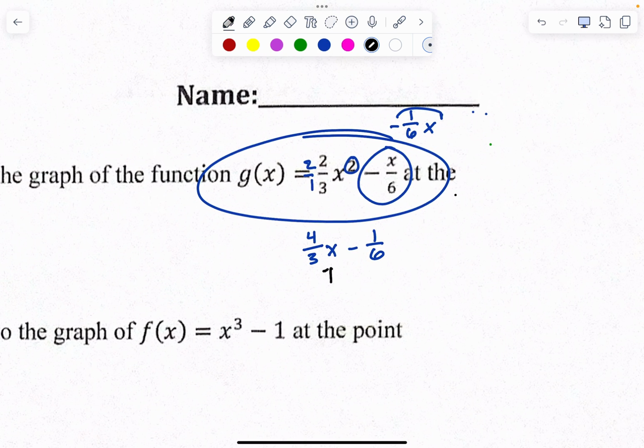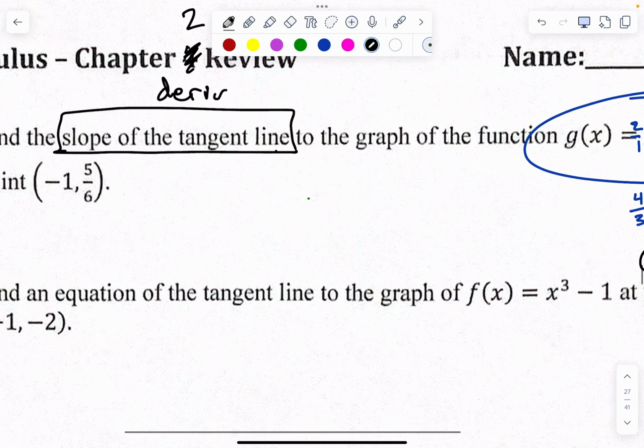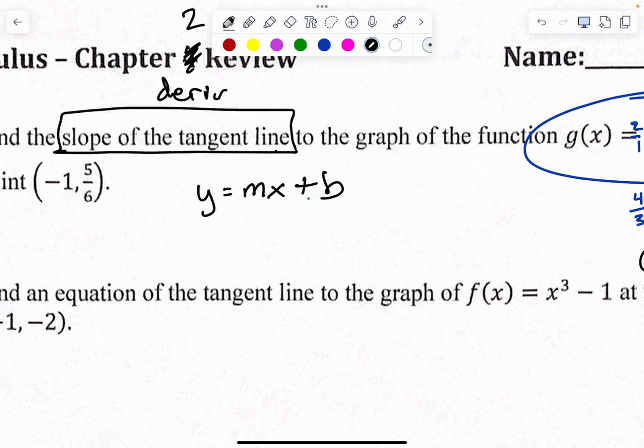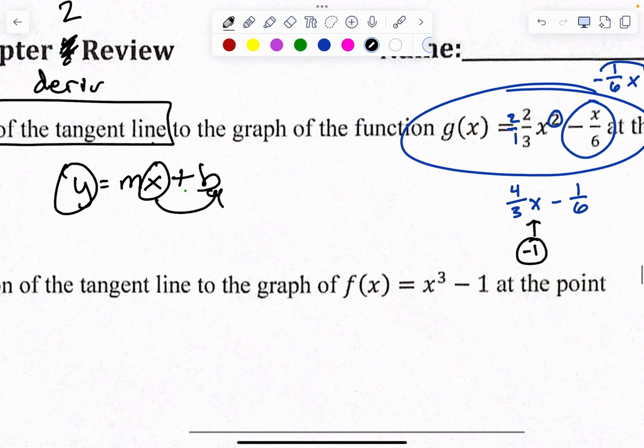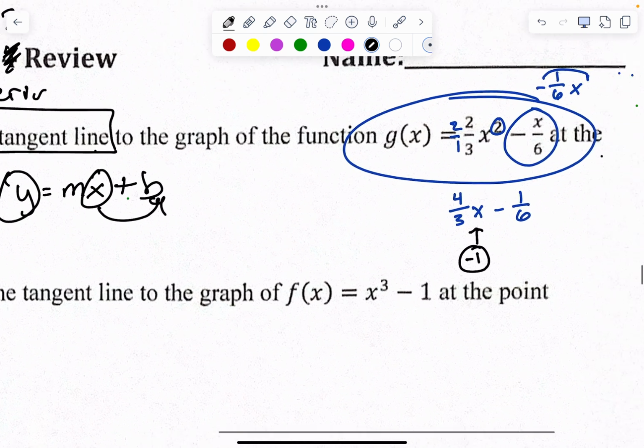-1. What do we do with the 5/6? Nothing. If they were asking for the equation of the tangent line, as soon as I find my m, I would use the x and y to find b, which is I think what we're doing in the next problem. But here they're just saying find the slope of the tangent line.